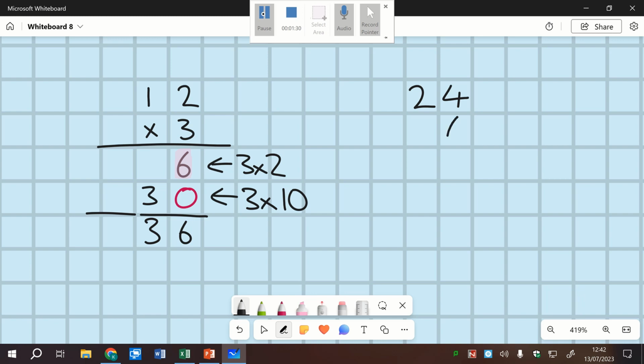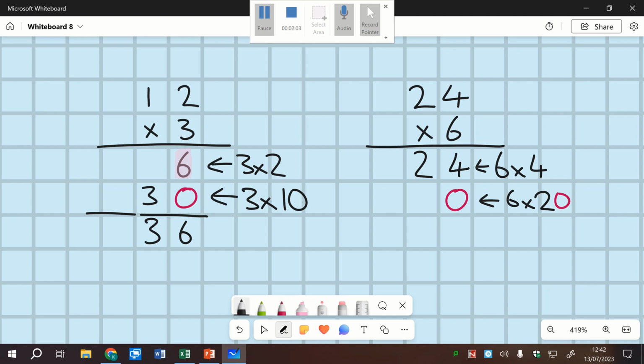Okay, let's do it again with a little more difficult one. Let's go 24 times 6. Same process, top row is going to be the 6 times the 4, and I'm going to put my magic 0 in because I'm going to need it in a minute. Okay, 6 times 4 is 24. So I'm going to put the 4 there, and I'm going to put the 2 just here. I'm now going to do, in this line, the 6 times the 2, but of course it's not really a 2, it's 6 times 20, and that's where the magic 0 comes in, and I can just do it now as 6 times 2, which is 12.